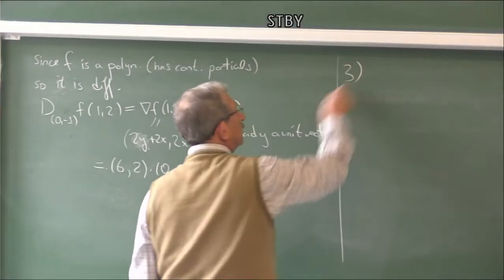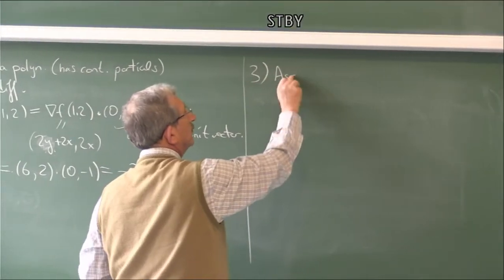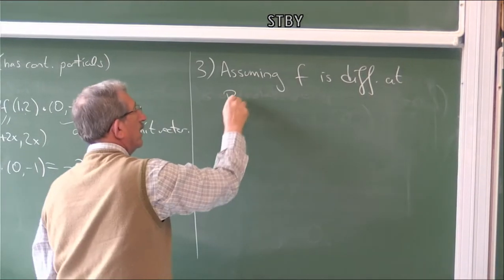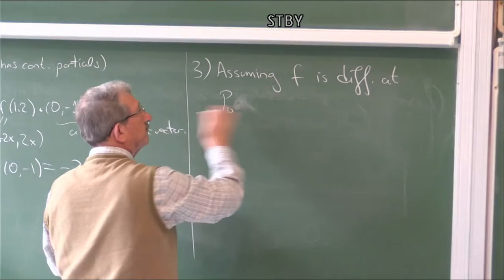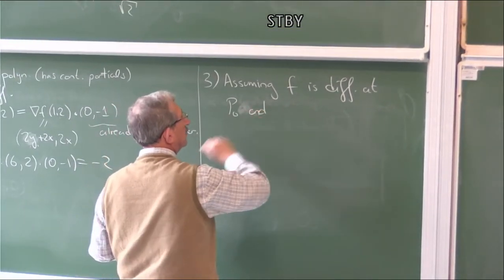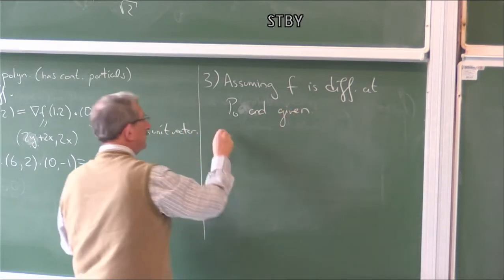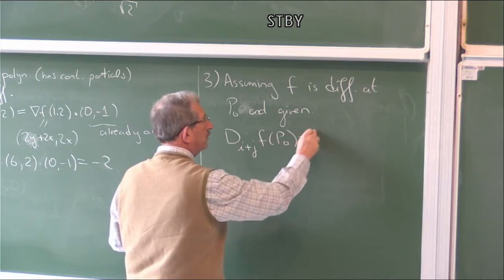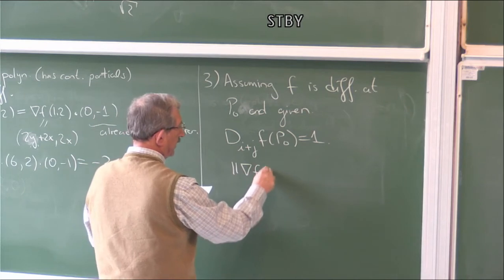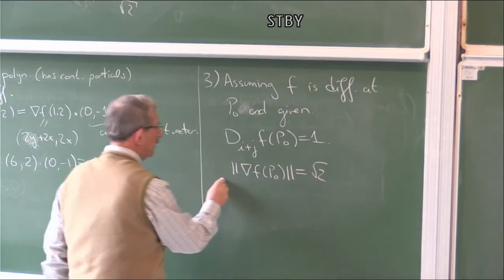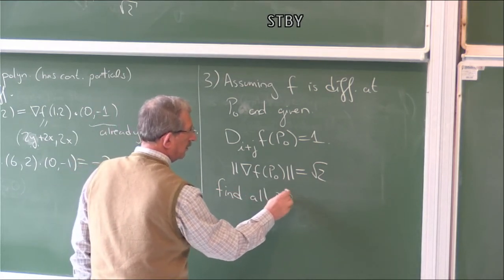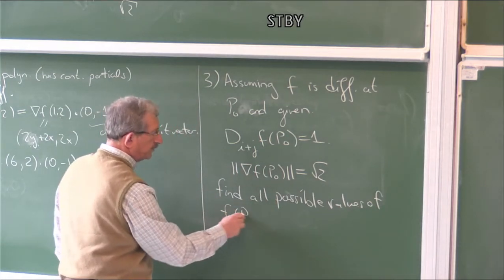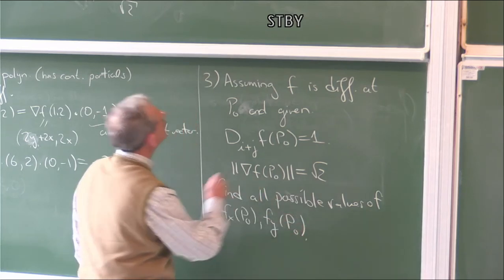Well, a third example would be: assuming f is differentiable at some P0, and given that the directional derivative in the direction i plus j of f at P0 is 1, and the length of the gradient of f at P0 is square root of 2, find all possible values of f_x at P0, f_y at P0.